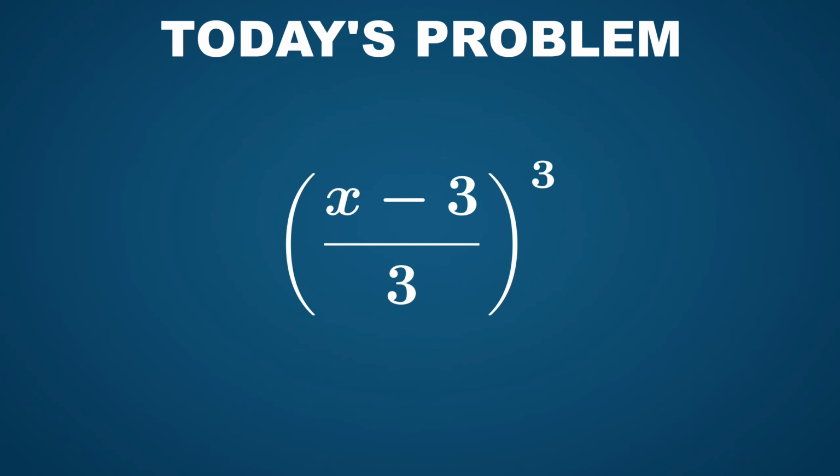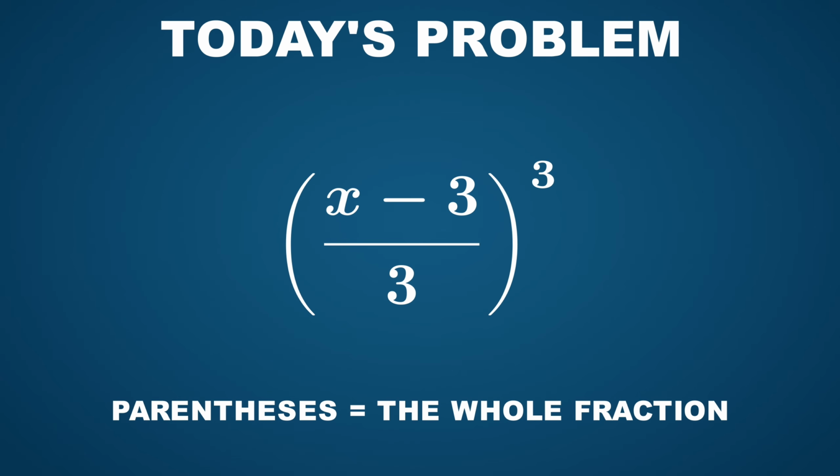Here is today's problem. We have a fraction with x minus 3 on top and a 3 on the bottom. That whole fraction sits inside parentheses, raised to the third power. The exponent applies to the entire fraction, not just the top. That is exactly what the parentheses are there to tell us.